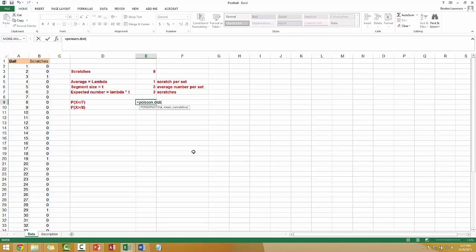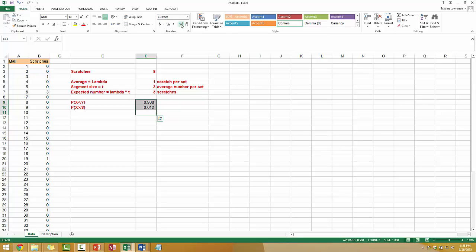The mean is simply lambda times t, and we would like cumulative, since we would like all values up to and including 7. And to find the probability of having 8 or more, we'll take the complement of the previous result. So as you can see, it appears that the goal has not been met.